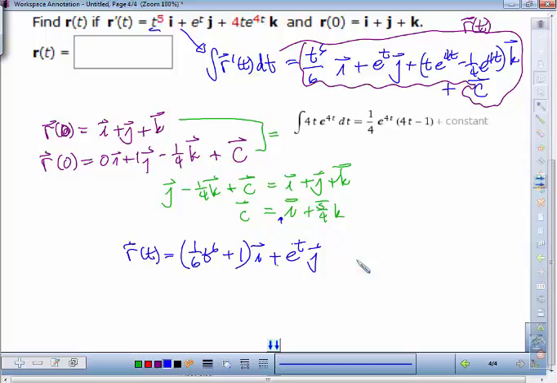Pardon me? Because this is 0. That's because I'm solving for c here. And then this ijk came from here. And so if I solve for c, I would subtract the j over, subtract this k over.